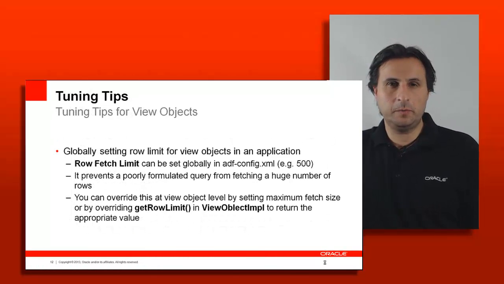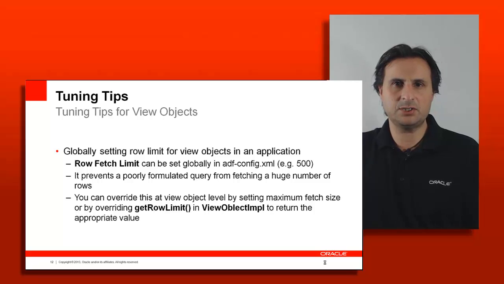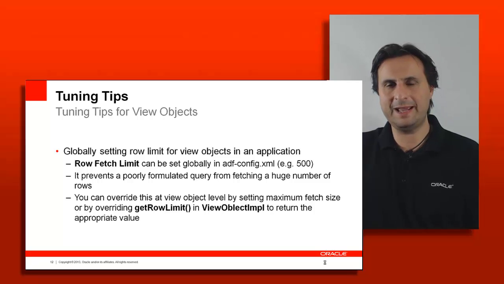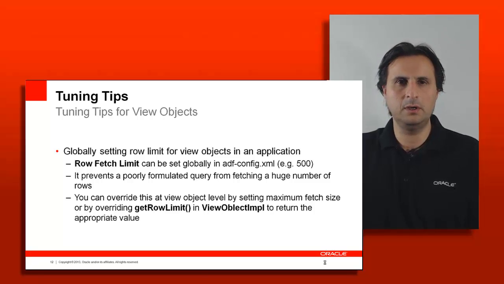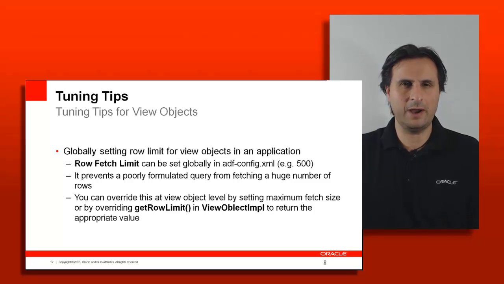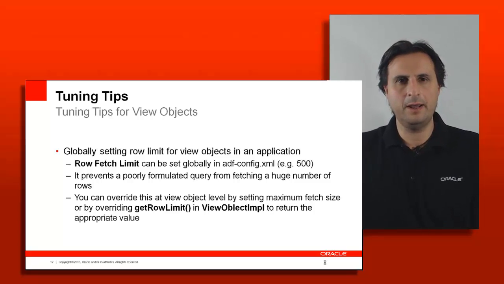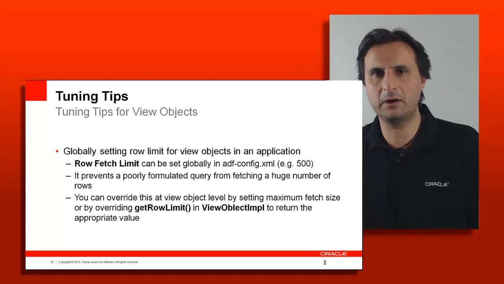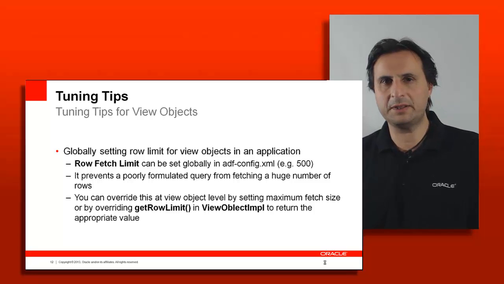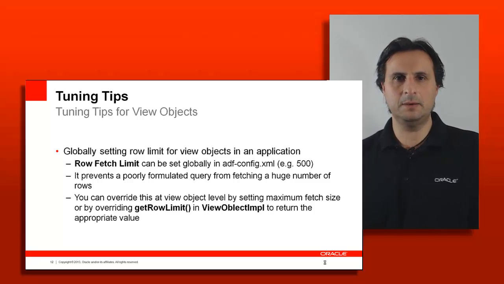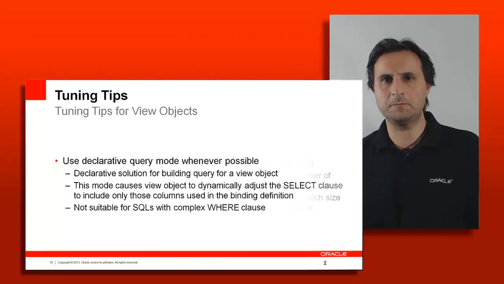So there are options to globally set the row limit for view objects in an application. You can set the row fetch limit in the ADF config XML file. This is something we added in one of the more recent JDeveloper 11g Release 1 versions. It's also available in 11g Release 2 and in 12c, so you want to have a look at that file, and this could be set to prevent users from querying all data out of the database. You can also override the behavior. You can create a view object Impl file, and in that file you can override the getRowLimit method, and then conditionally tweak the maximum fetch size that is allowed by a view object.